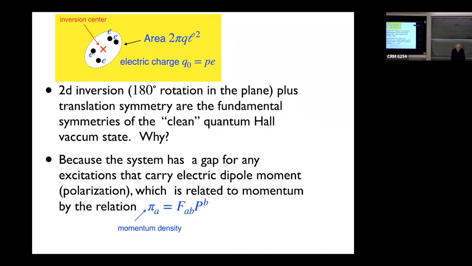So as I said, the fundamental symmetry of the problem is the 180 degree or 2D inversion symmetry. And basically it's because the system has a gap for any excitations that carry electric dipole moment, and electric dipole moment is fundamentally related by the Faraday tensor to momentum. So the polarization density when contracted with the Faraday tensor gives me the momentum density.